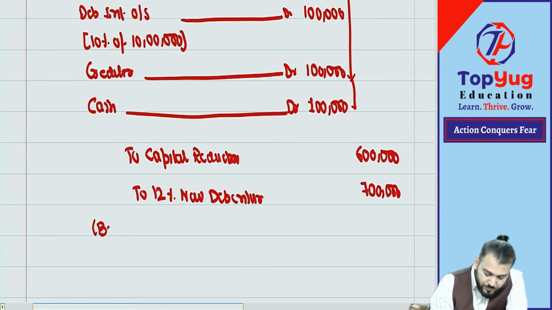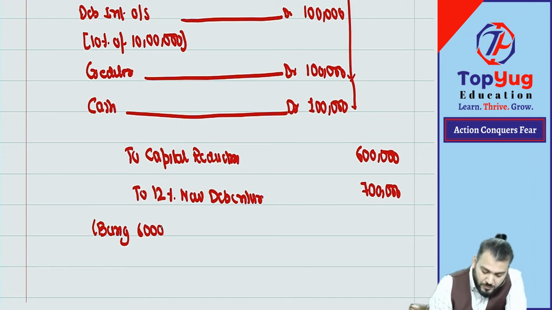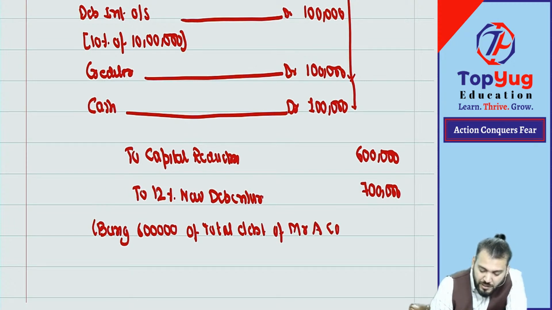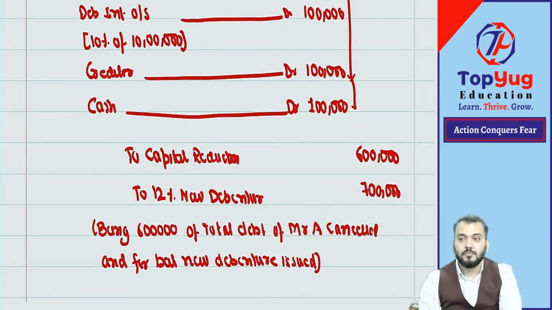We are now being 6 lakh of total debt of Mr. A cancelled, and for balance new debentures issued. Understood? Have you understood?